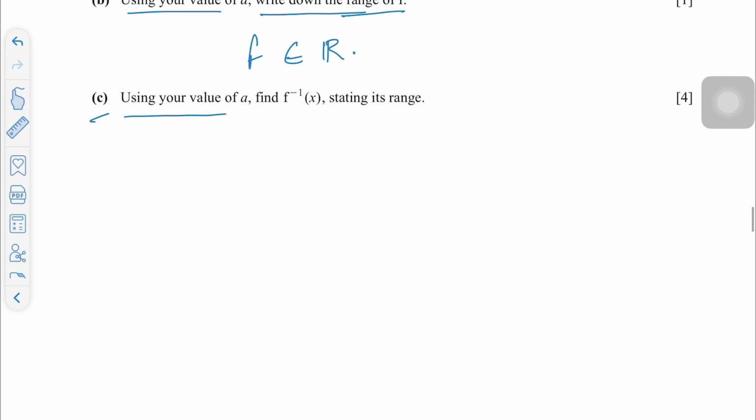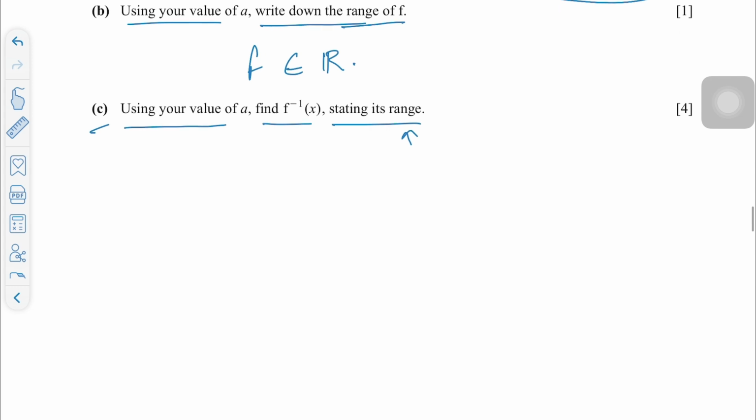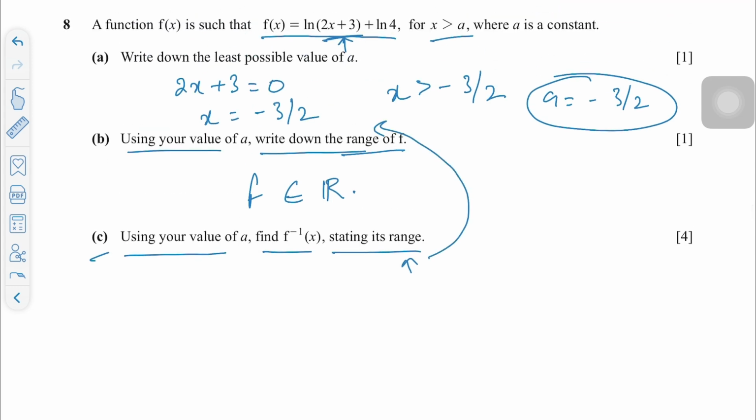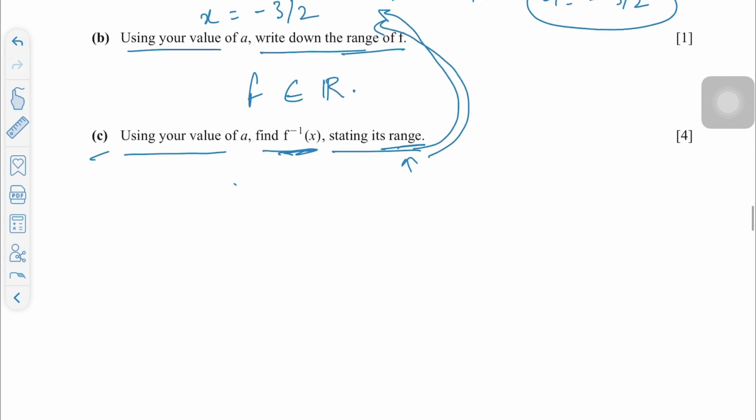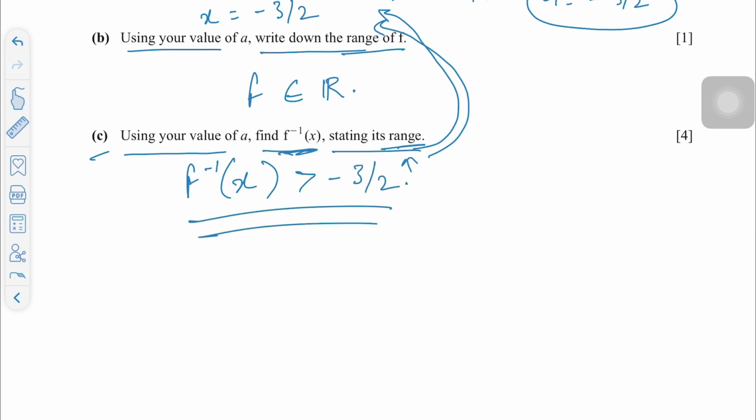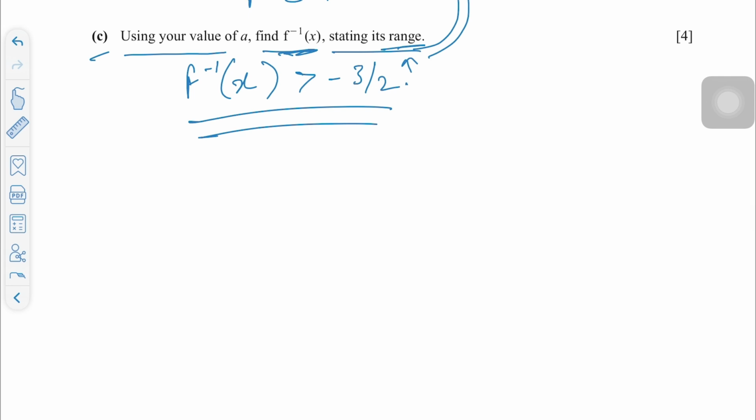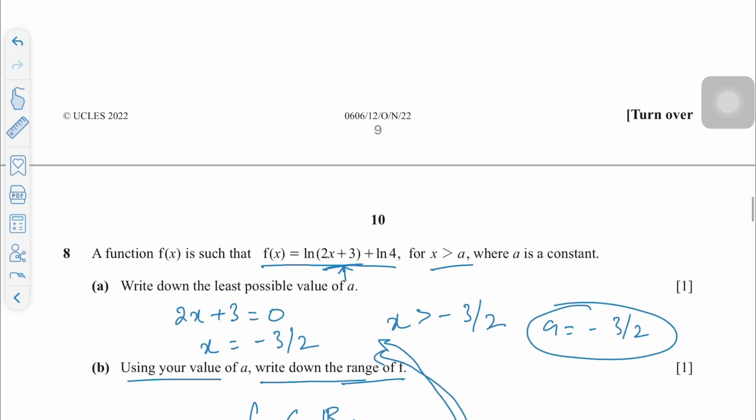Part c: using your value of a, find f inverse x stating its range. We have to state the range of f inverse x. So the range of f inverse would be the domain of f, right? When we use the inverse, its range is basically equal to the domain of f of x, right? So we have our range of f inverse x as greater than negative 3 over 2, right? So we have our range first. Now let's just calculate the f inverse x. So we have been given ln 2x plus 3 plus ln 4. This was our equation.